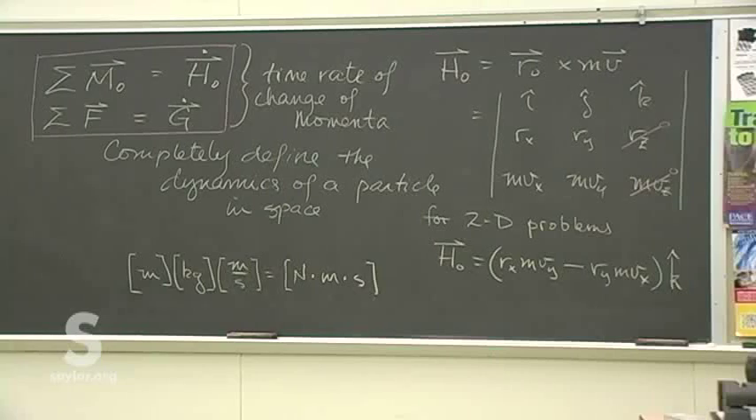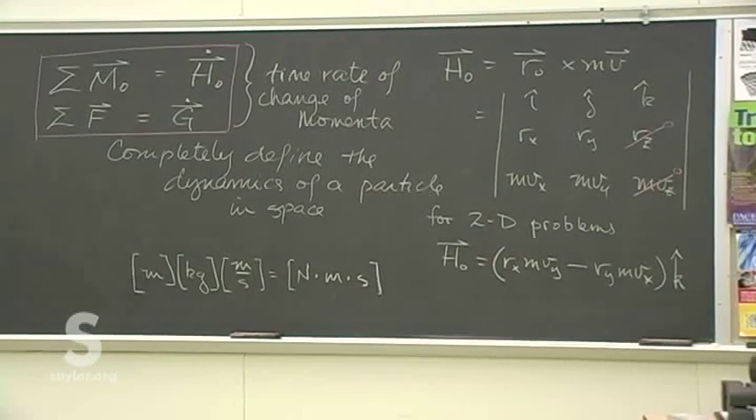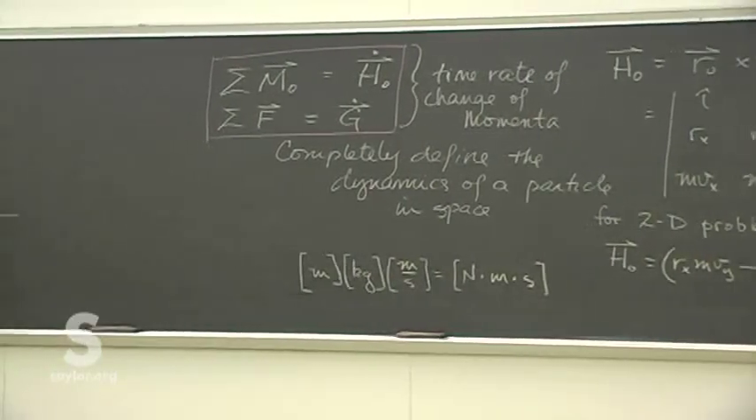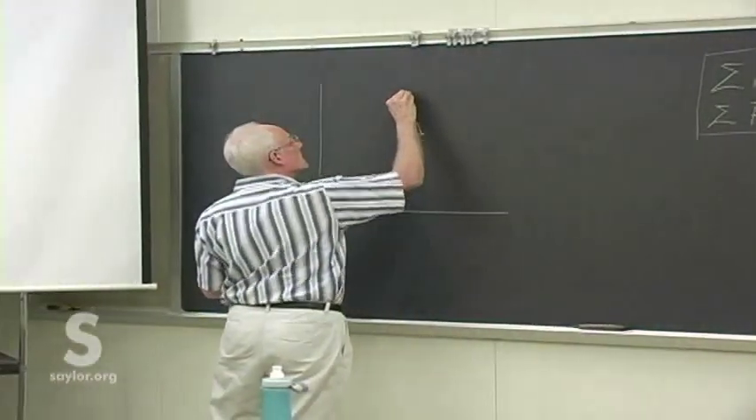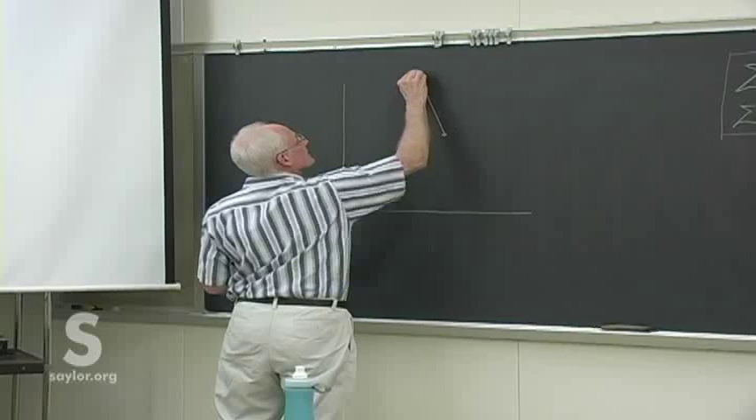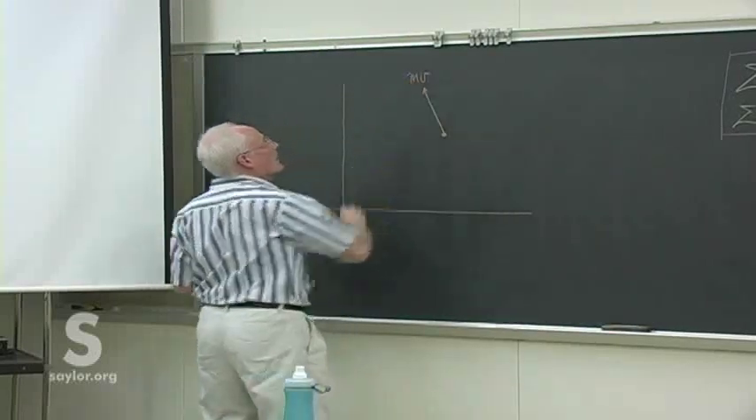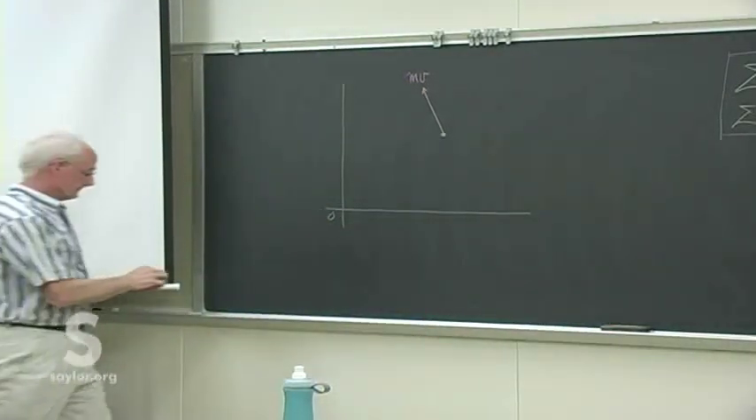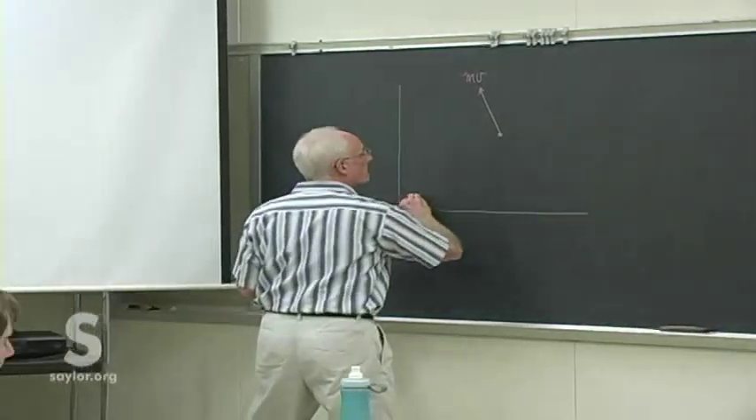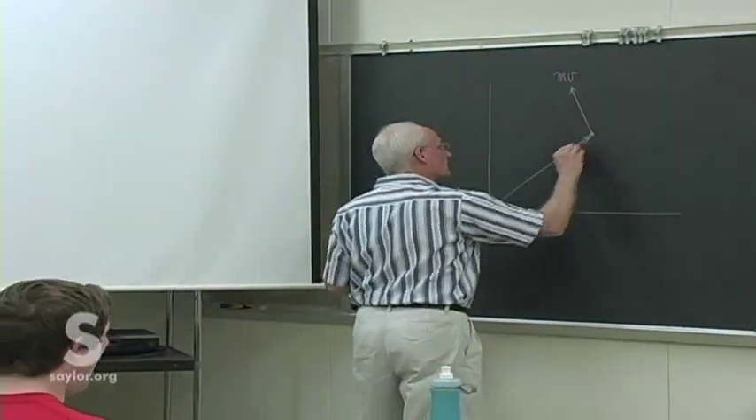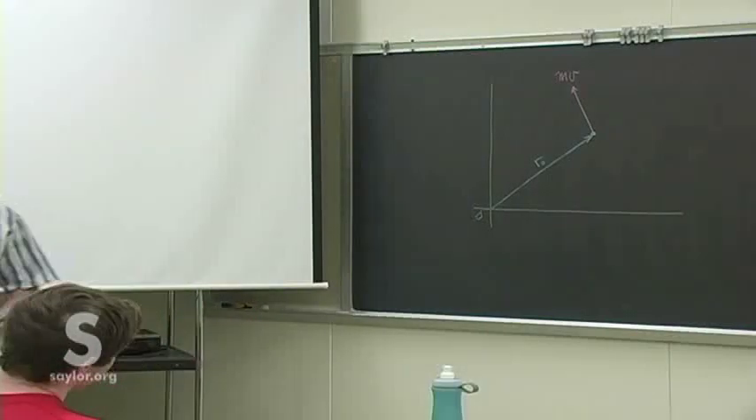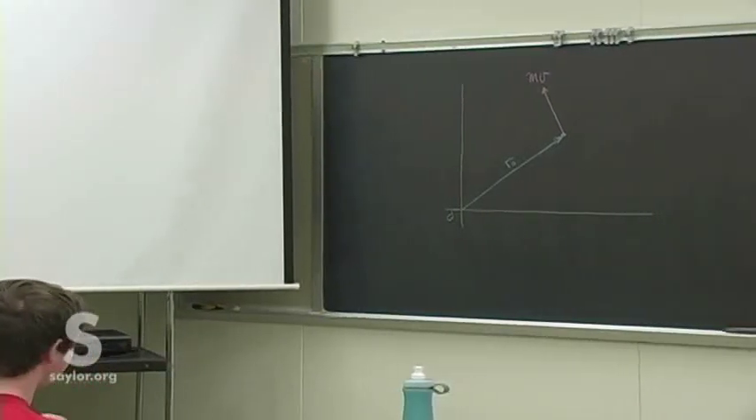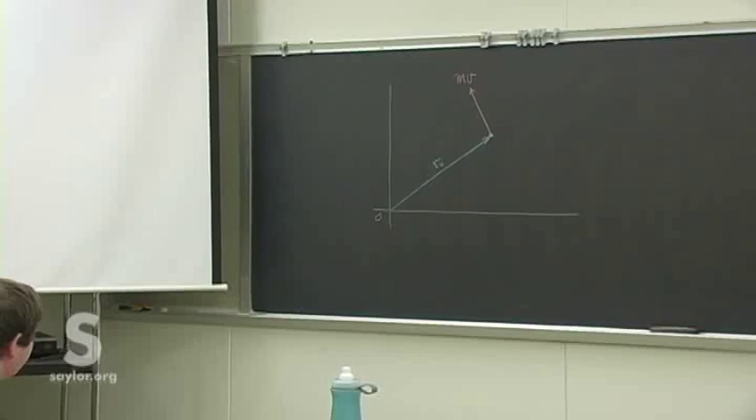All right, let's put that picture we just had up there again. Here's some mass going with some velocity. That gives it linear momentum, mv, and it's got a position r0. A 2D problem lies right there on the board.